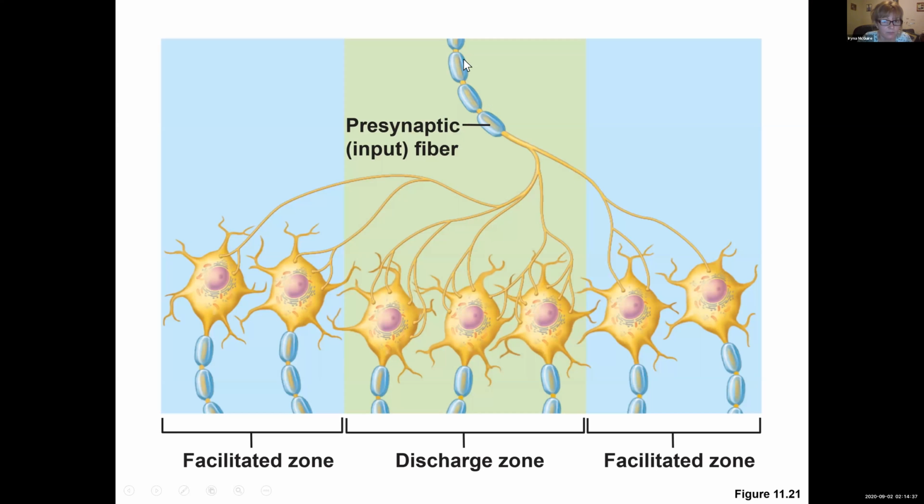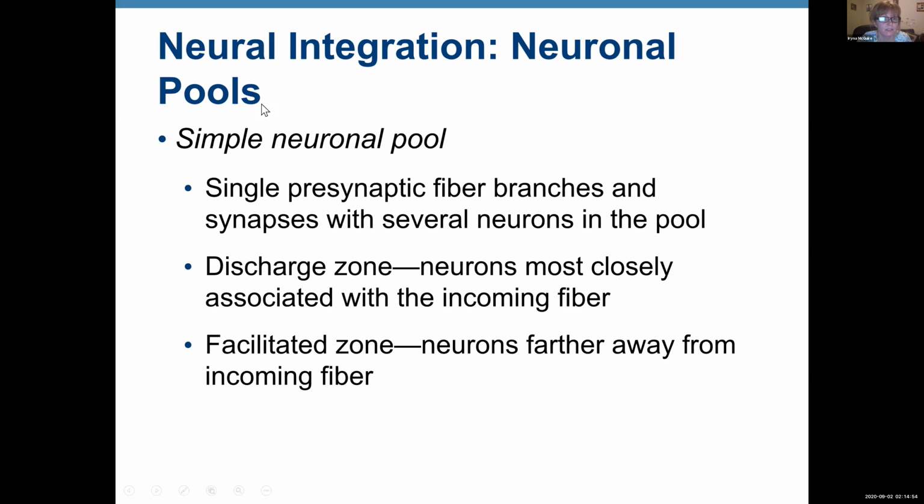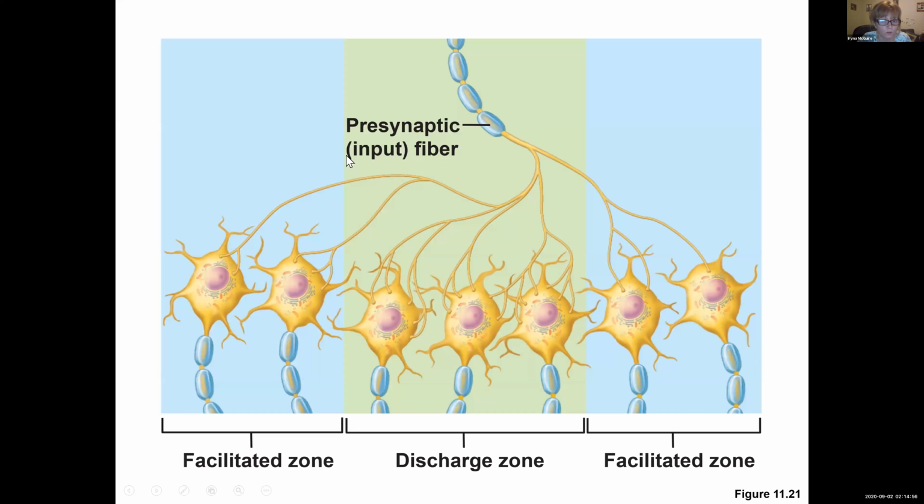We have one presynaptic neuron, then its branches. That's the axon, and those are axon terminals. So it branches and it synapses with several postsynaptic neurons. So this is a simple neuronal pool. And we have a discharge zone, where most of the neurotransmitter is released, and we have a facilitated zone.